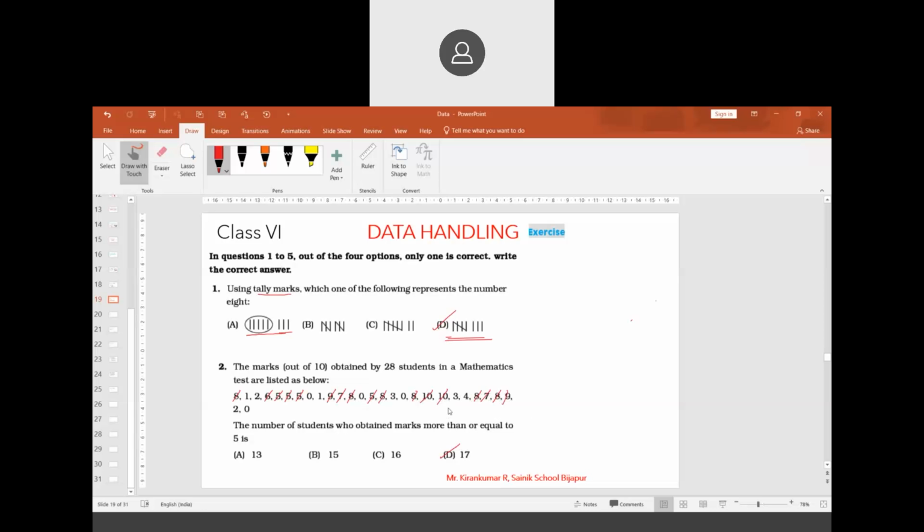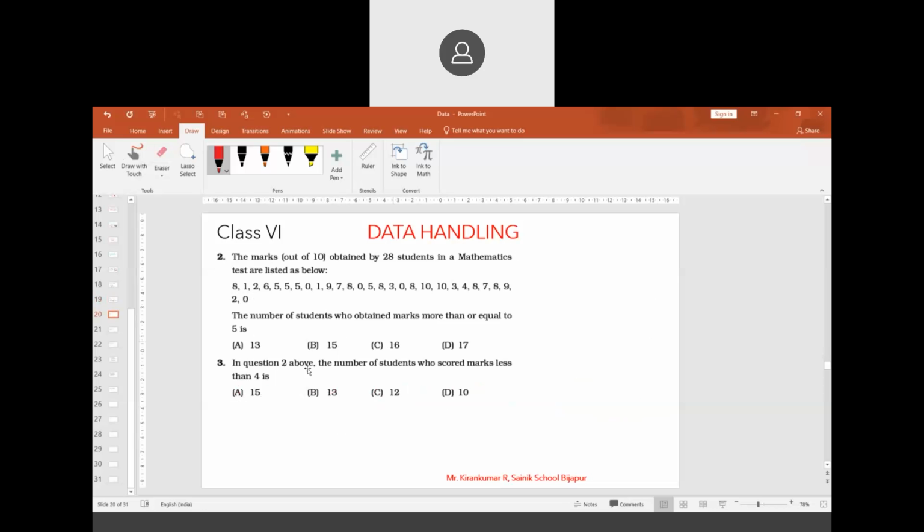I told you first, if I want to use tally marks for that, I will be using it this way. This is 5, one more 5, one more 5, this becomes 15. Two more lines gives 17. This is the tally mark of 17.